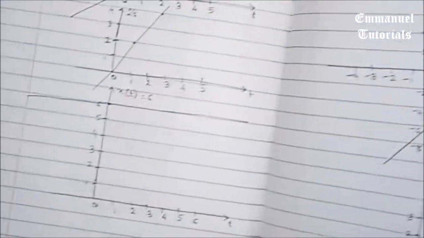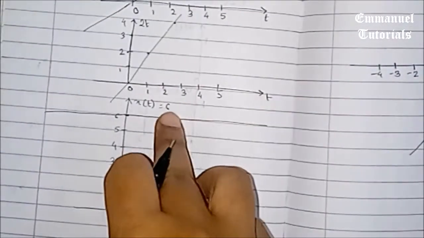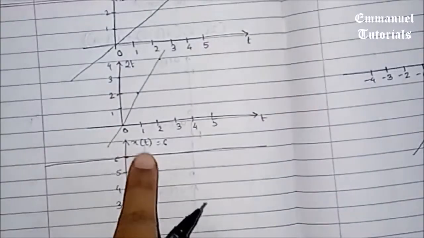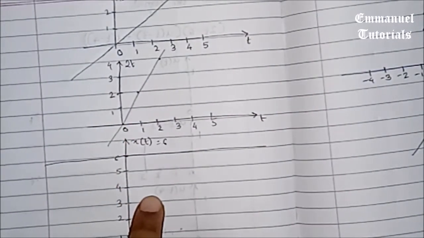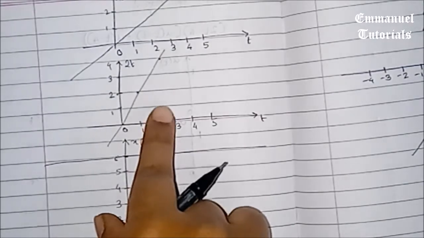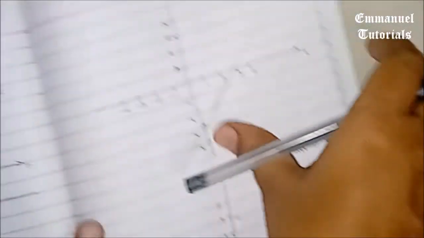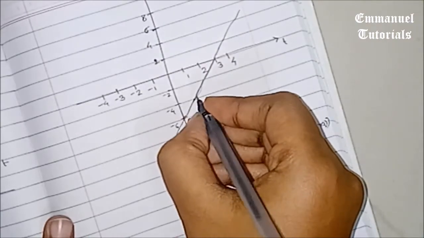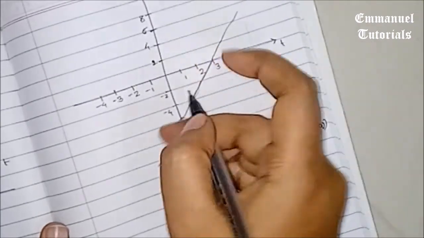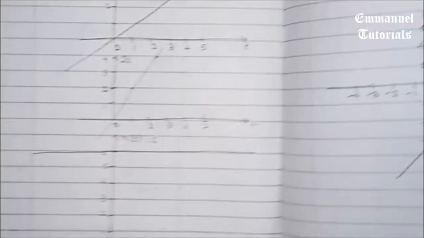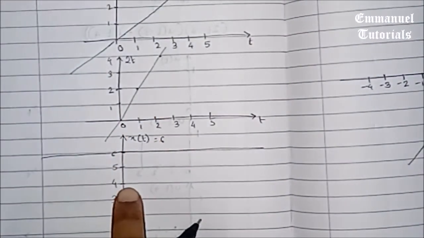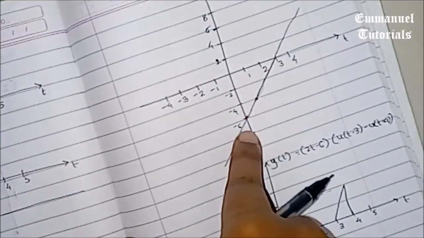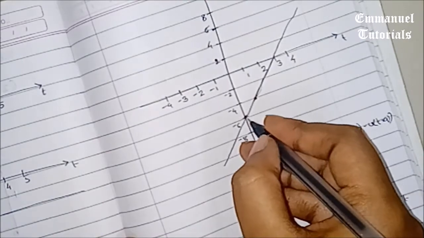How did we get it? Suppose you take the value at 1. At 1 the value is 2 for the first signal, and 6 for the second signal. So 2 minus 6 is minus 4. So at 1 the value of this signal will be minus 4. At 0, the first signal's value is 0, the second signal's value is 6. So 0 minus 6 will be minus 6. So the value of the signal will be minus 6.